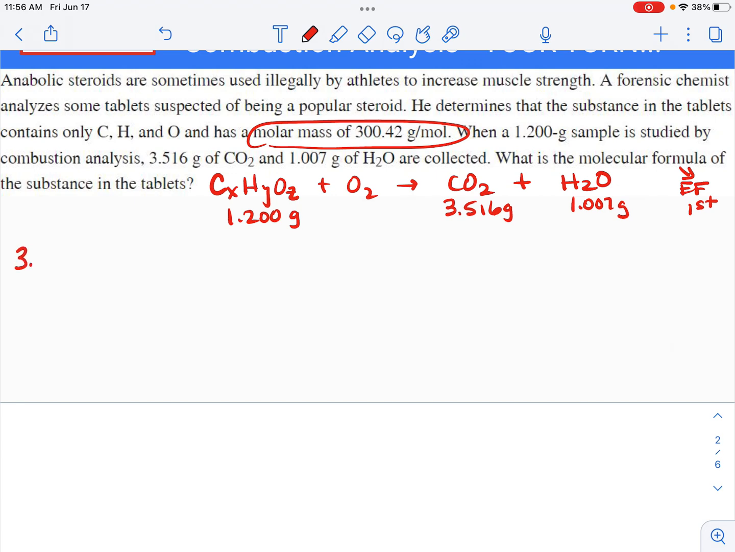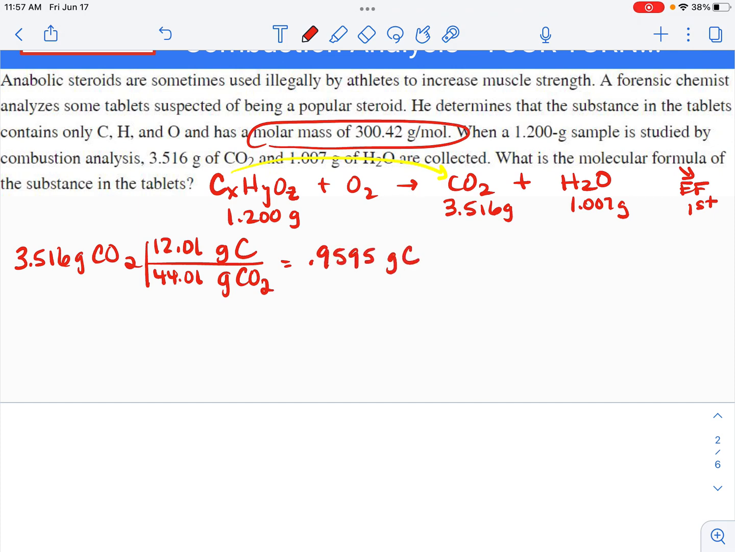So from 3.516 grams of carbon dioxide, I'm going to try to figure out how much carbon was in my initial compound. Remember that that carbon transfers all to the carbon dioxide. So grams of carbon dioxide to grams of carbon, and we're going to use the molar mass for this. In carbon dioxide, I have one carbon, that would be 12.01 grams, and the total mass of carbon dioxide is 44.01 grams, and that gives me 0.9595 grams of carbon in the compound.